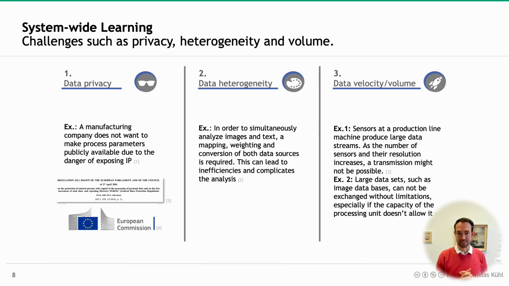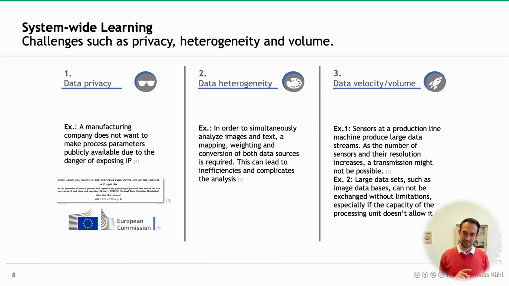And the third one is data velocity and data volume, two of the V's from the big data definition. As modern sensors have higher and higher resolutions and the bandwidth of data that they transmit gets higher, there might be cases where this transmission is tough, especially if you try to transmit data from a production plant in the US to one in Munich or in Stuttgart.